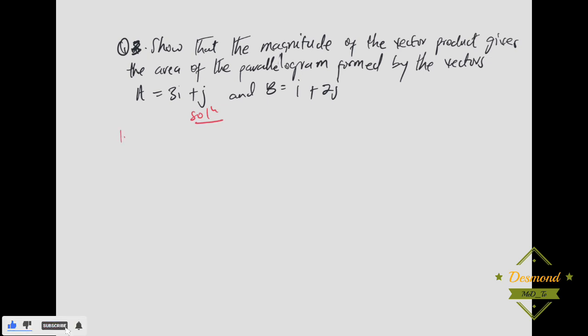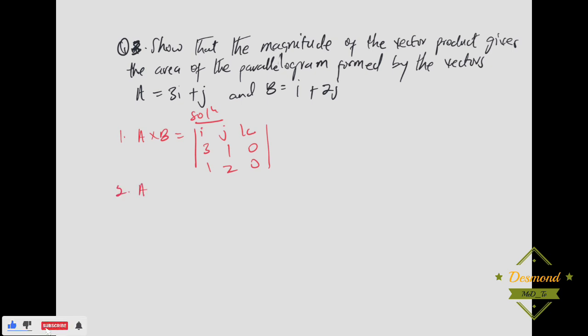So let's write the determinant. A times B equal to I, J, K; 3, 1, 0; 1, 2, 0. So this is our determinant. Then we will calculate the determinant. So that's the second step, calculate your determinant.